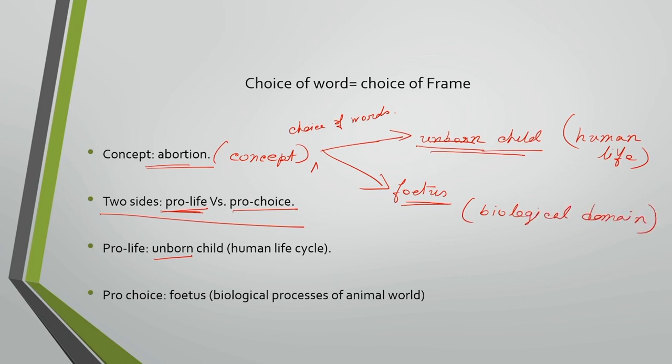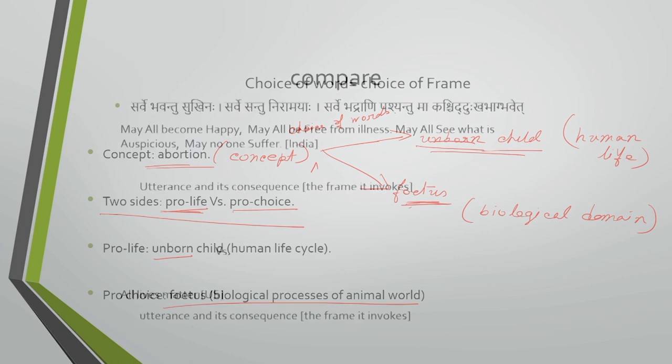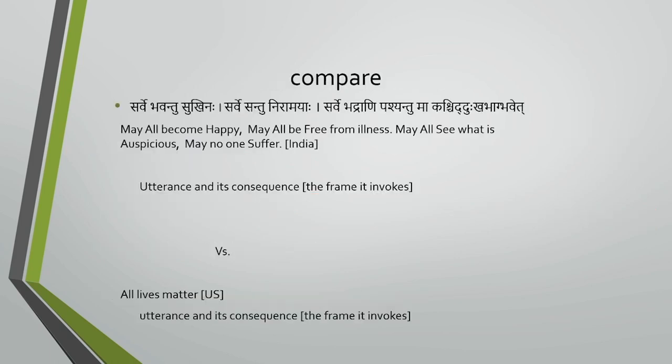All animals have the same biological cycle, and by using this word, we are distancing ourselves from the human reality of the scenario. So, this is what we mean by the smart choice of words to create a completely different frame of understanding, and thereby debating about it, thereby disagreeing on the same concept. And there are n number of examples in the world today of these kinds of things. This is exactly where the misunderstandings and the disagreements stem from.